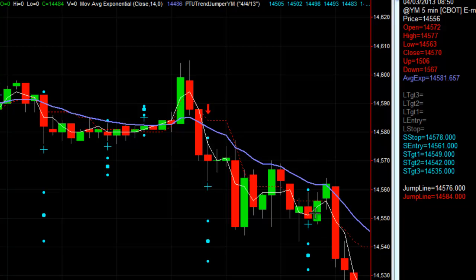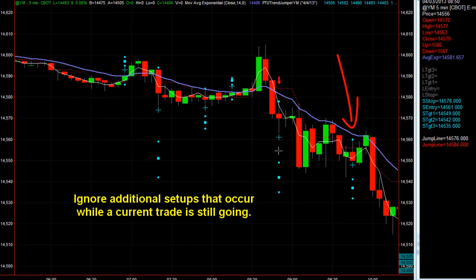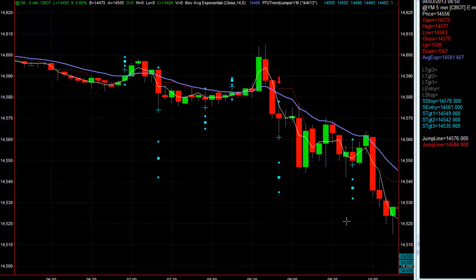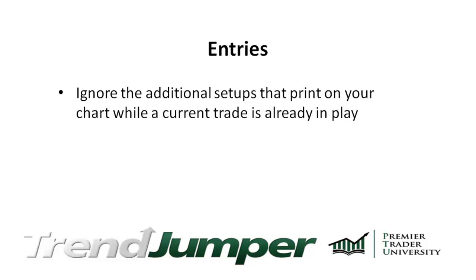Sometimes it will show you other setup bars, setups that actually occur while a prior trade is still in progress. We're going to ignore those setups. With the full version of the trend jumper, sometimes we're going to actually use those setups to add to our position so that we can build a larger position and take advantage of greater trends. But for this particular trade plan, we are not using add-on trades. So if you're currently in a trade and you see an additional setup, just ignore it.